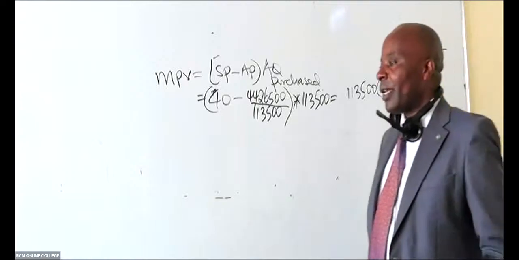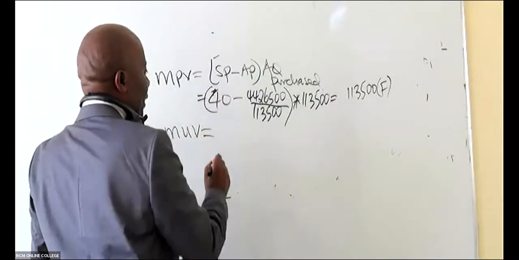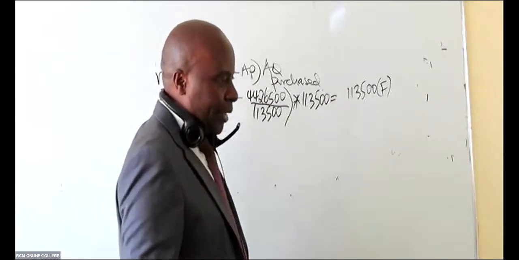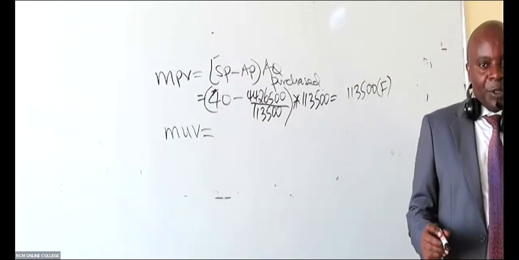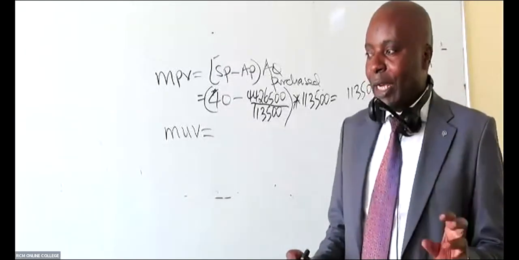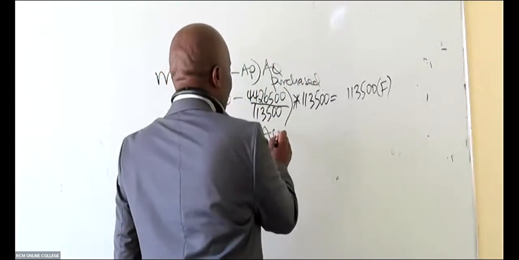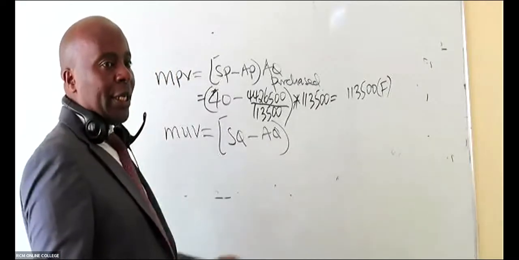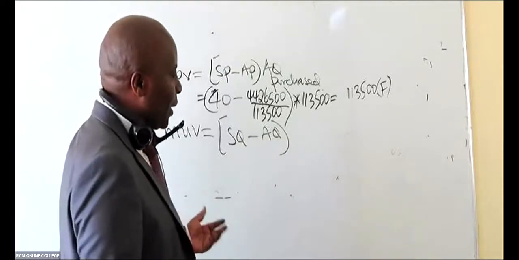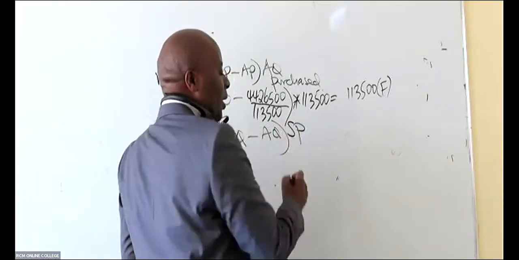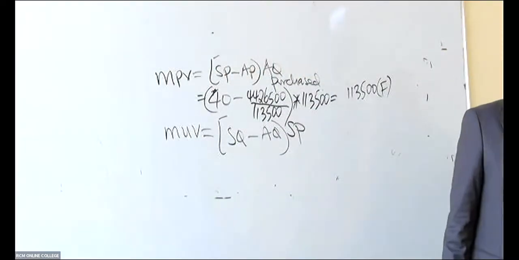Now from there, ladies and gentlemen, we shall be able to go straight away to the material usage variance. This is a quantity variance, the difference between two quantities. The quantity we anticipated to use, what we are calling SQ. So this one will be SQ minus AQ, standard quantity minus actual quantity, and then you monetize. Anytime you want to monetize, we shall always use the standard price per kilogram.